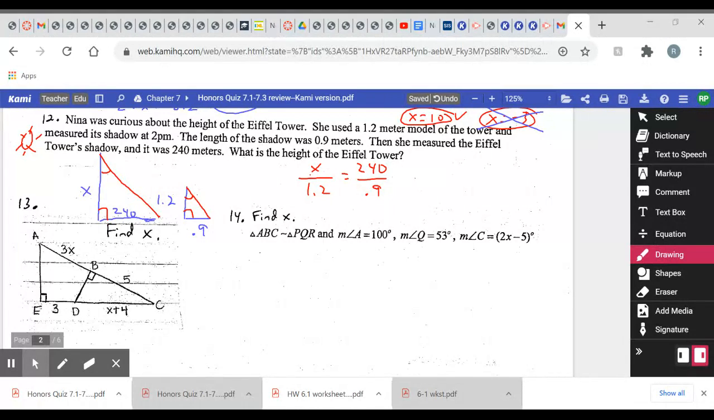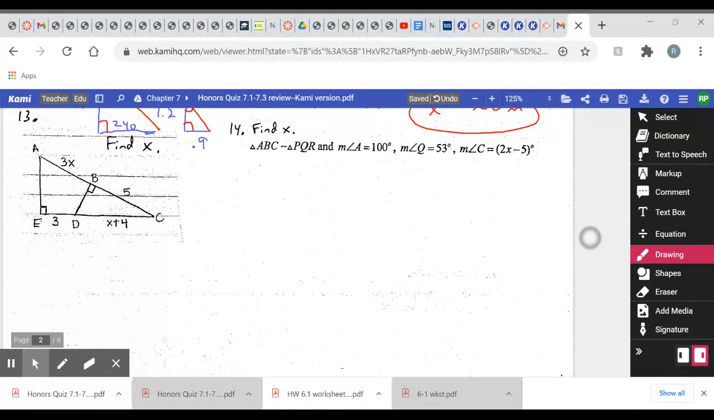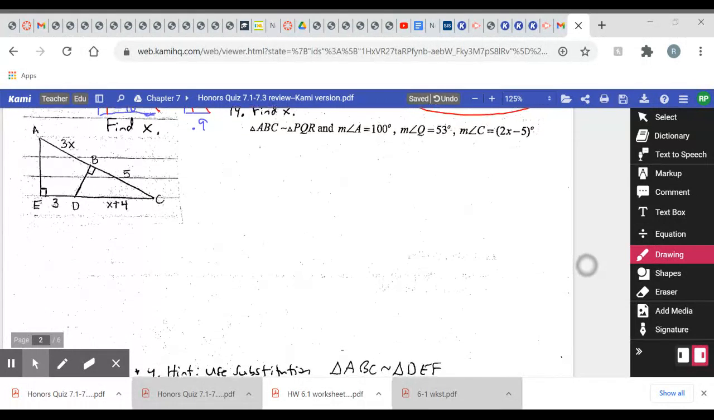Okay, just stay consistent when you're setting it up. If I cross multiply, I end up with 0.9x is equal to 288. And then when I divide by 0.9 on both sides, I end up with x is equal to 320 meters. Especially for a word problem, always make sure your answer makes sense with what's going on. Okay, just a little bit more here. On number 13, try and move it up just a little bit more.